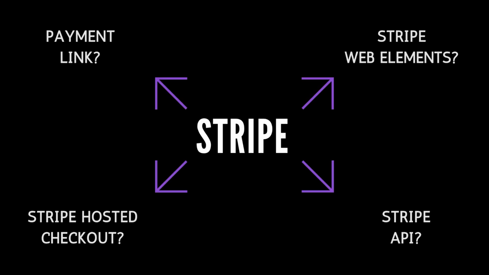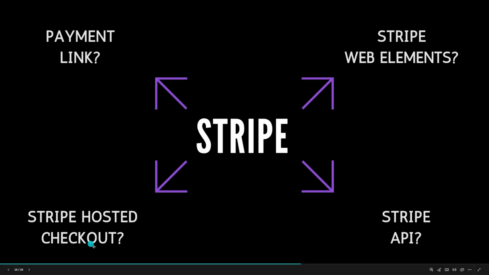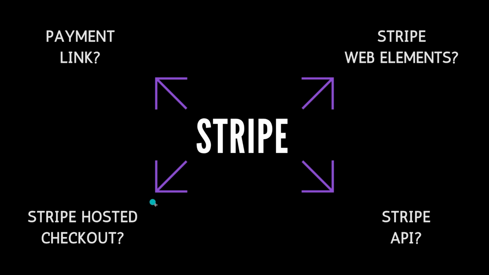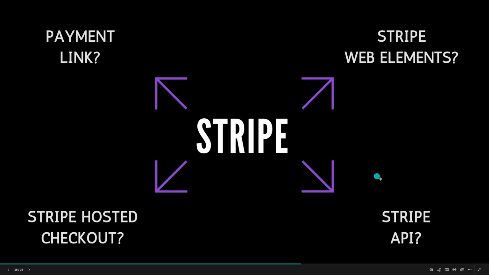So which one should you use? Should you use payment link, web elements, hosted checkout, or Stripe APIs? Well, for simplest solution, you should use payment link. If you want a pre-built solution without much work, then you should use Stripe Hosted Checkout. But if you want more branded look but still want less work, then you should use Stripe Web Elements. And if you like pain and you want to have the full control, then you should use Stripe APIs.